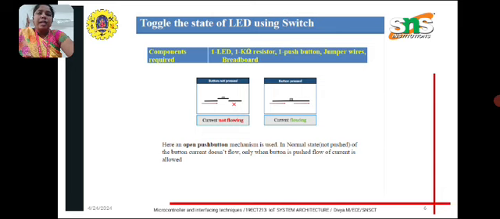Now, toggling the state of an LED using a switch. Here also we need one LED, a 1 kilo ohm resistor, one push button, jumper wires, and a breadboard. Here the open push button mechanism is used. In the normal state, current does not flow through the button; only when the button is pushed is the flow of current allowed.